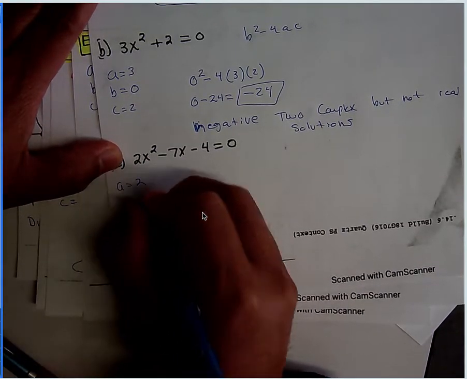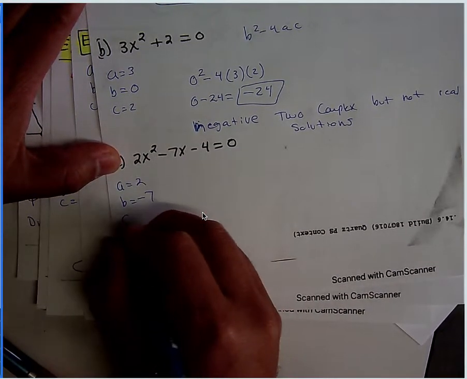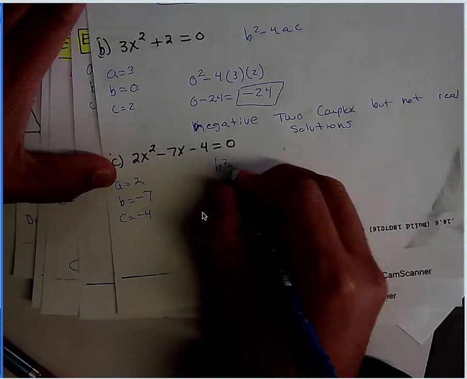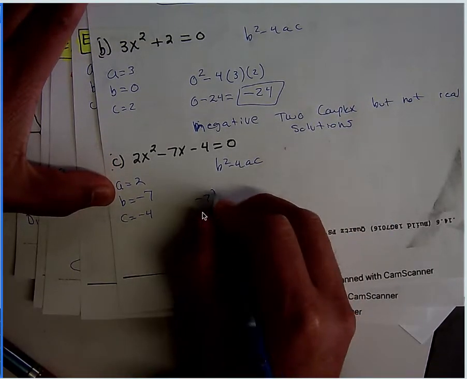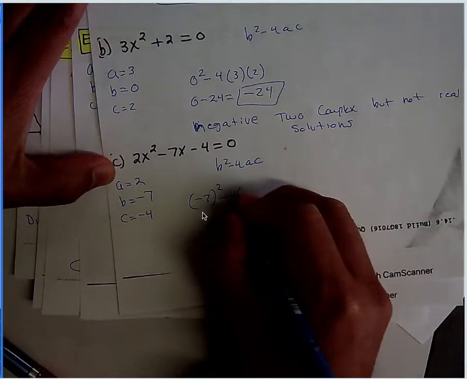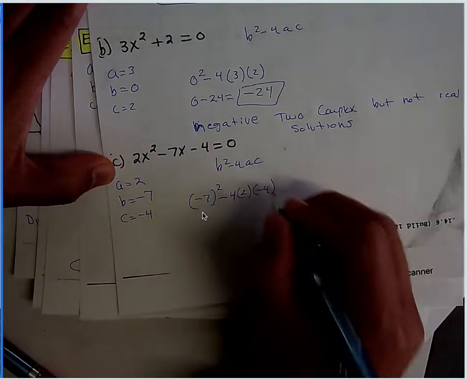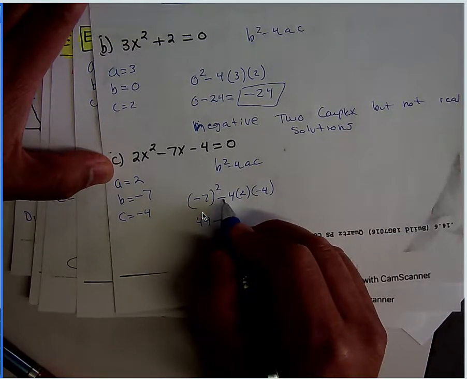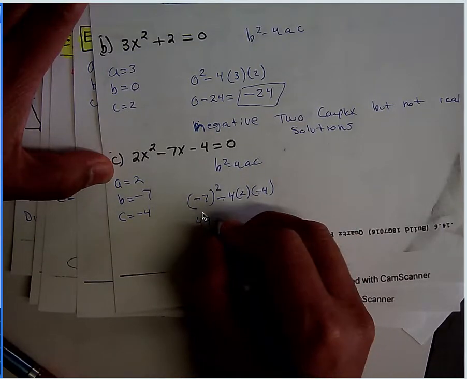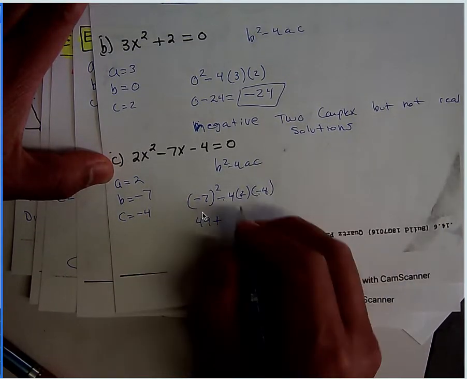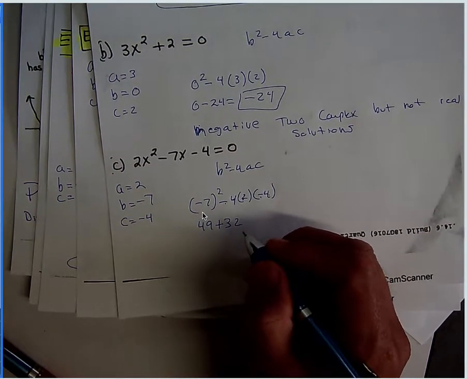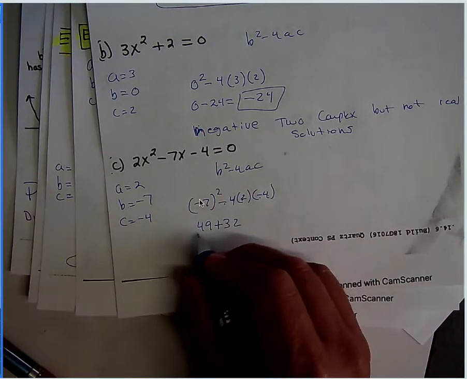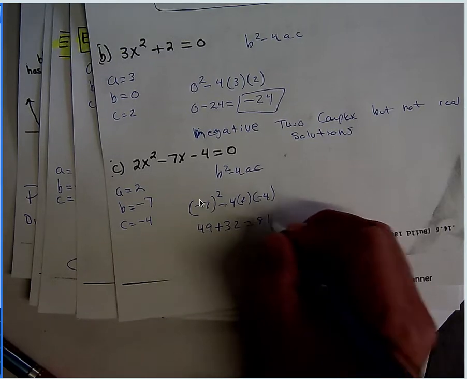So A would be 2, B is negative 7, and C is negative 4. So again, let's use this one. B squared minus 4AC. So B squared, negative 7 squared, minus 4 times 2 times negative 4. So 7 times 7 is 49. Minus becomes a positive, so this is actually going to be a positive. 4 times 2 is 8, 8 times 4 is 32. And that gives us 81.